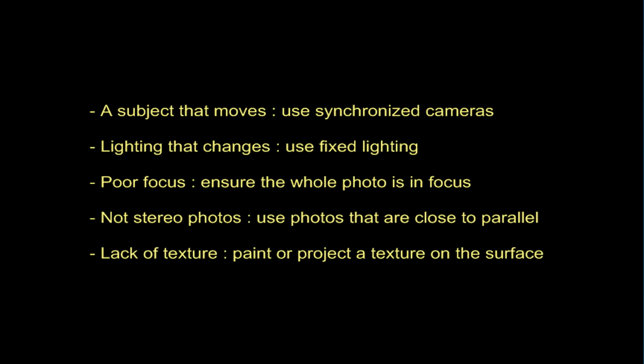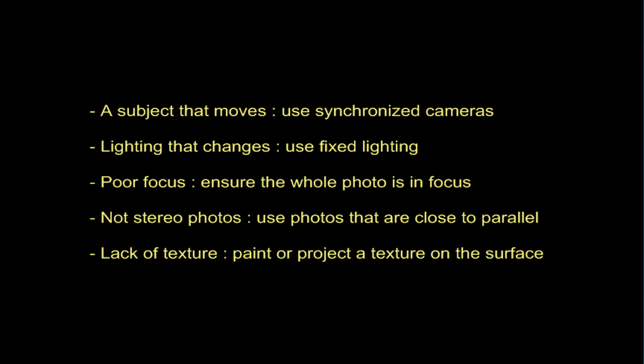Lighting that changes between photographs of a pair. This can be a flash mounted to the camera or other light sources that are moving and changing the look of the surface between photographs. Moving lights cause more problems with specular and reflective surfaces and surfaces with dents. The solution is to use fixed lighting. Photographs that are out of focus will often lead to poor results. Ensure the whole surface being scanned is in sharp focus.